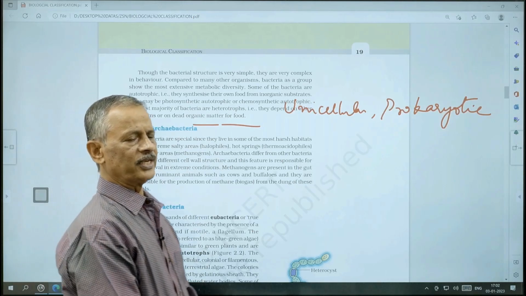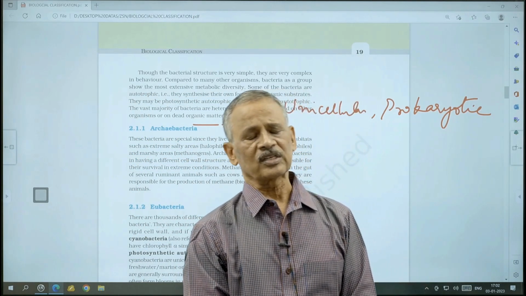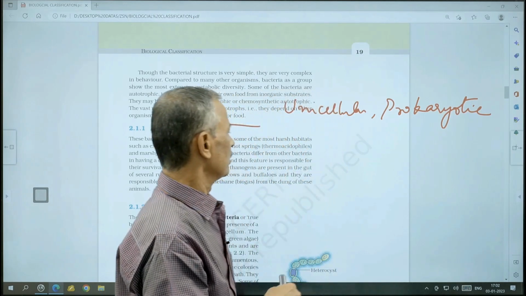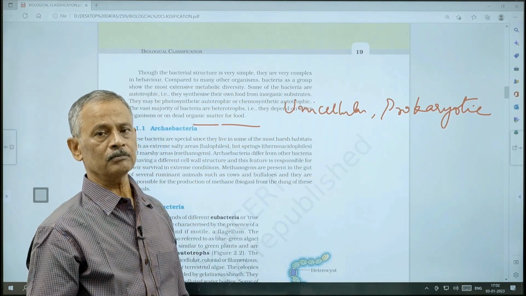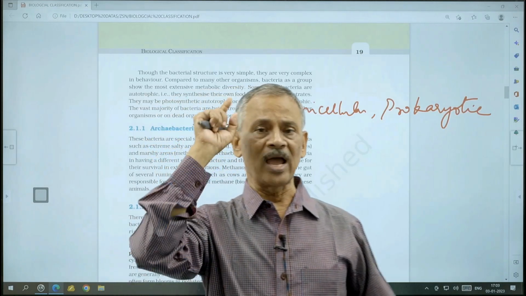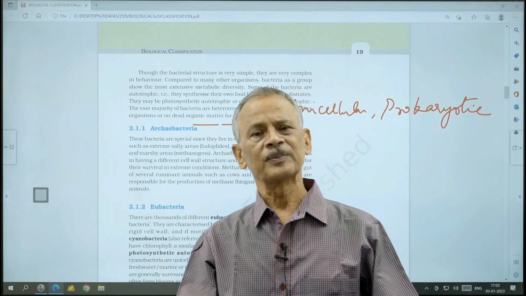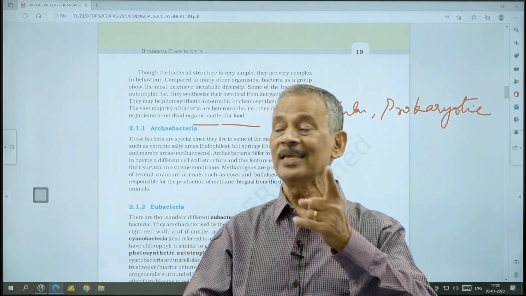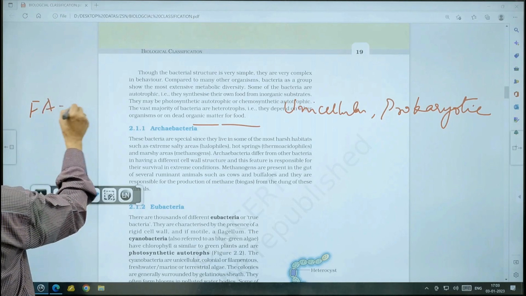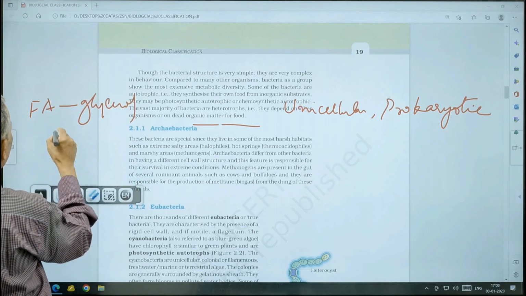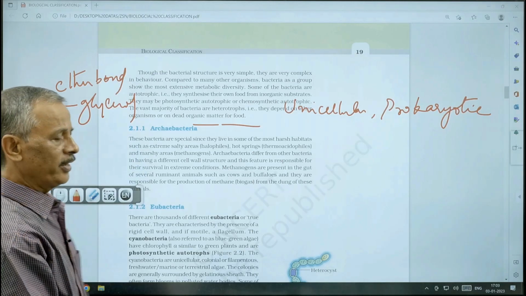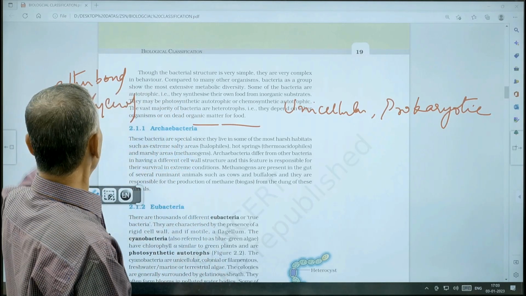How are they capable of living in such extreme hazardous conditions? Because there is a speciality in their membrane. Their membrane is different from that of our plasma membrane. Their membrane is made up of unusually long, highly branched fatty acids connected to the glycerol by ether bond. In our case, fatty acids are connected to the glycerol by ester bond. Here it is ether bond.